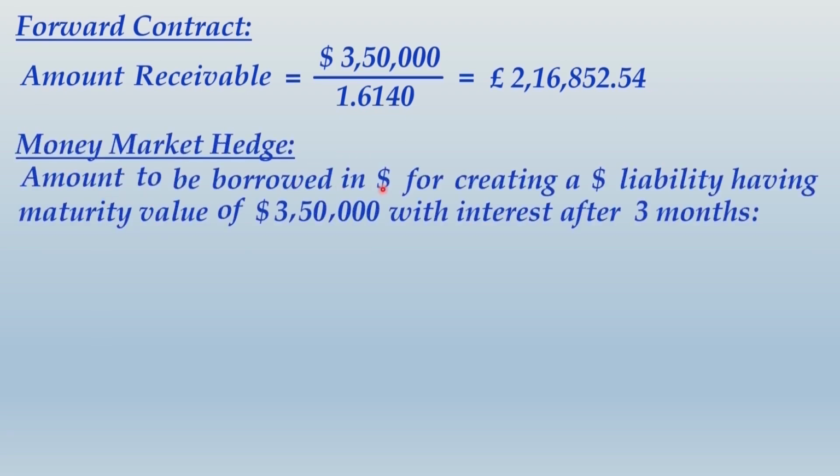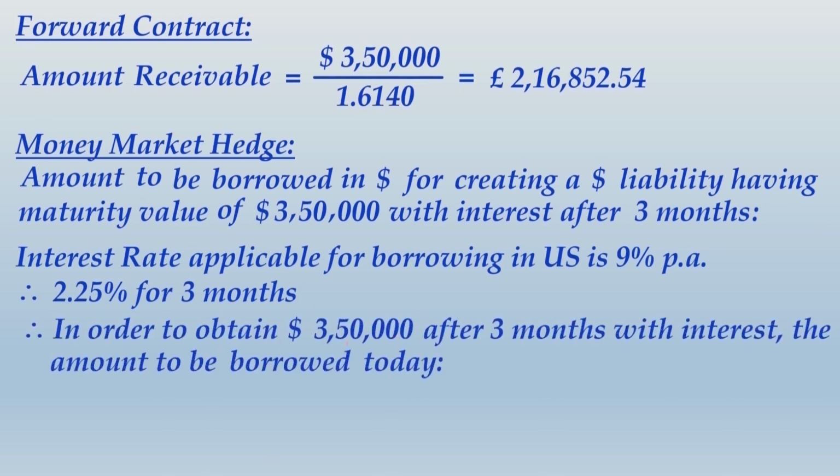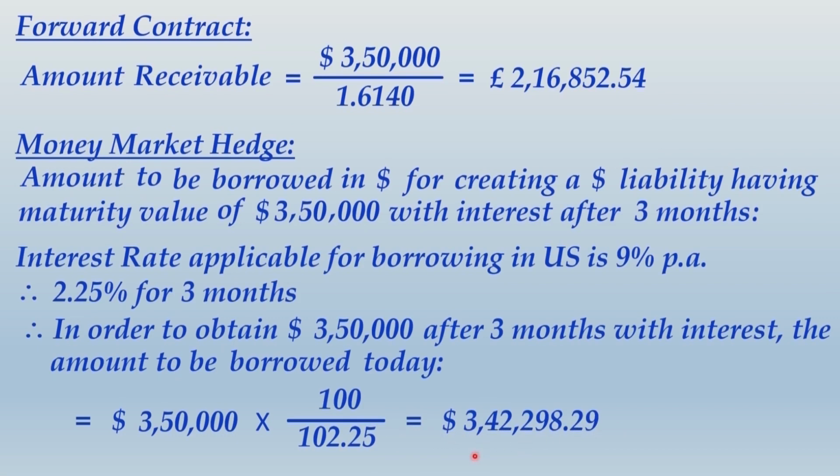So under money market hedge, the amount to be borrowed in dollar for creating a dollar liability having a maturity value of $3,50,000 with interest after 3 months, and the interest rate applicable in US for borrowing is 9% per annum. So it will be again 2.25% for 3 months. Because the maturity value should be 3,50,000, the amount to be borrowed today will be the present value of $3,50,000, which will be 3,50,000 into 100 by 102.25, and finally that present value comes to $3,42,298.29. So friends, we would take the process ahead, but first write down all these calculations quickly.